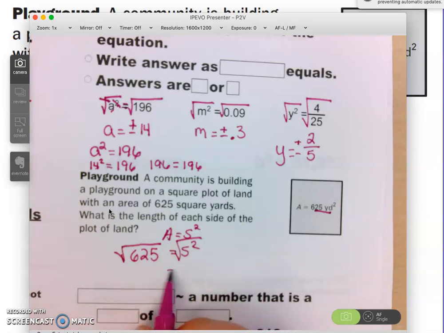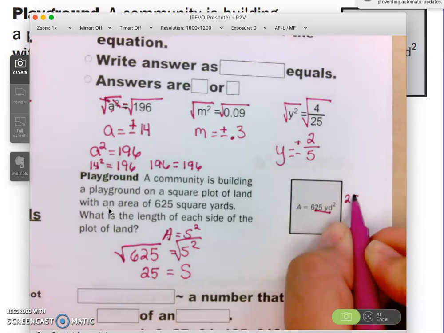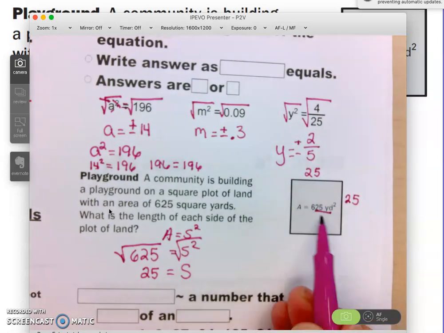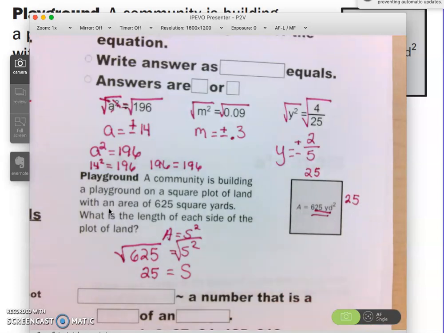So this is an example of, are you ever going to have a negative length? No. So this is only going to be the positive. Square root of 625 would be 25. So each side length is 25. I can check my answer by doing 25 times 25. If I get 625 square yards, I'm correct. Okay.